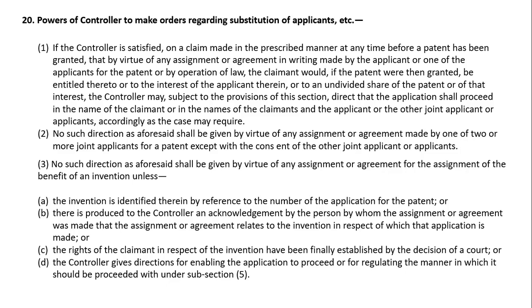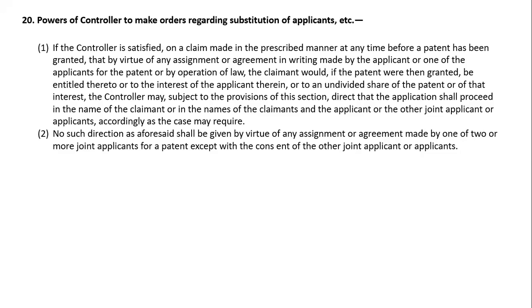To add one more applicant before the grant of the patent, you have to file form 6 for that, and the fees for form 6 is 800 rupees. To add or substitute, you can say substitute the name of the other applicant. Check one by one.